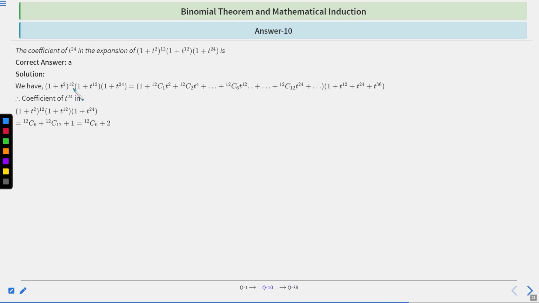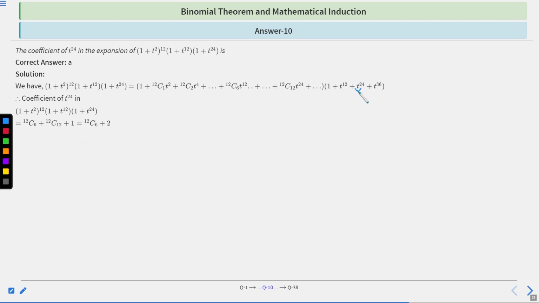Okay, let's move to the solution part. See, we have (1 + t^2)^12 into (1 + t^12) into (1 + t^24). It can be written as 1 + 12C1 t^2 + 12C2 t^4 till 12C6 t^12 till 12C12 t^24, right? And see, if we multiply (1 + t^12) into (1 + t^24), we will get 1 + t^12 + t^24 + t^36, right? Therefore, the coefficient of t^24 in this expression is basically, see, we have to find the coefficient of t^24.